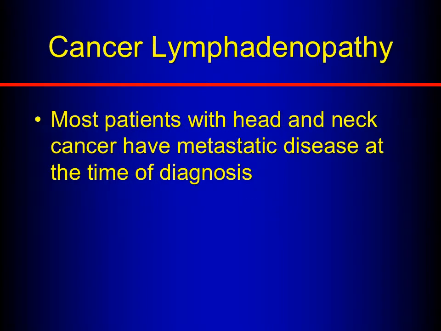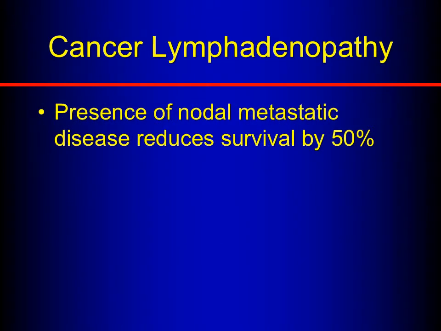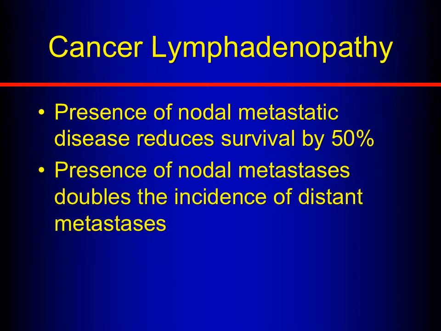That's what's most important. Now we know that most patients with head and neck cancer already have metastatic disease at the time of diagnosis, or at least almost half of those cases. About 43% may have regional nodal involvement, and about 10% may already have distant mets. So these nodes may already be present almost half the time. We know that the presence of nodal metastatic disease also decreases survival by 50%. So if we see a definite pathologic node, we just cut that patient's prognosis in half. And the presence of nodal metastatic disease doubles the incidence of distant mets.